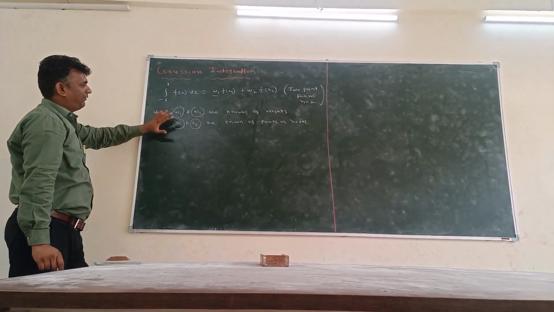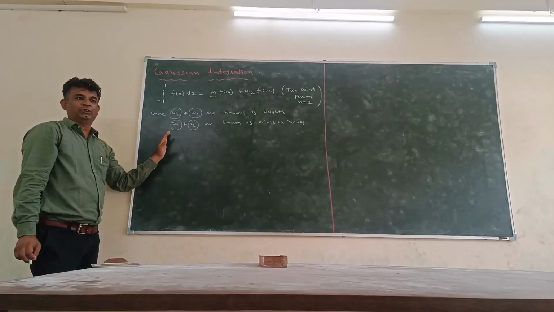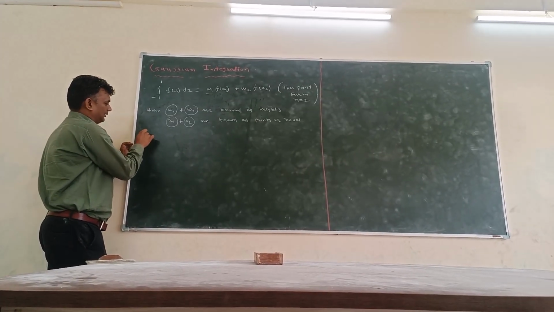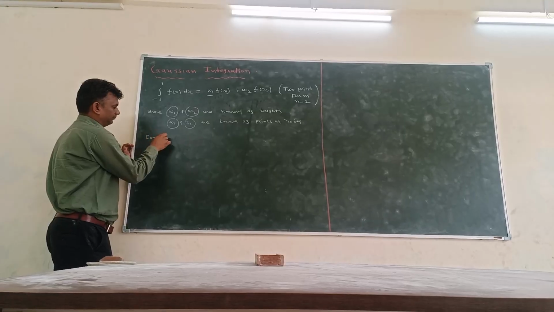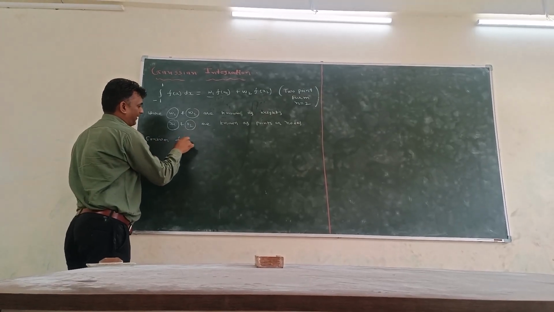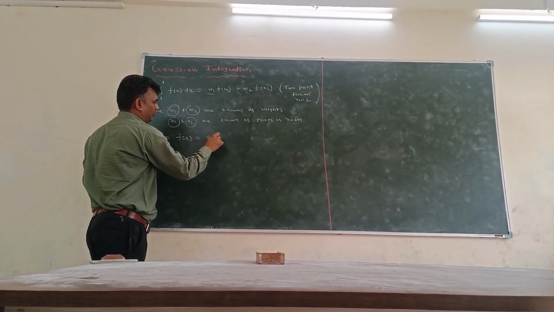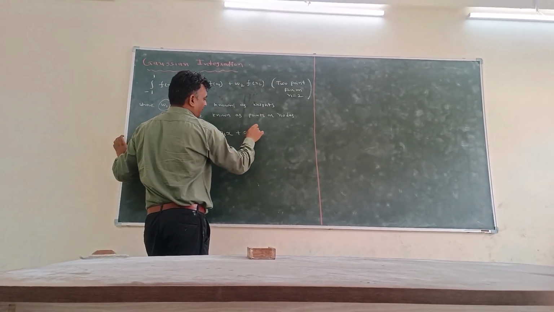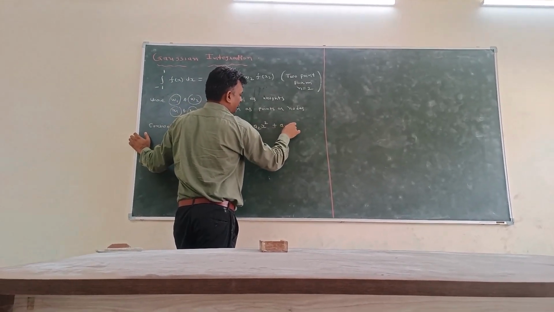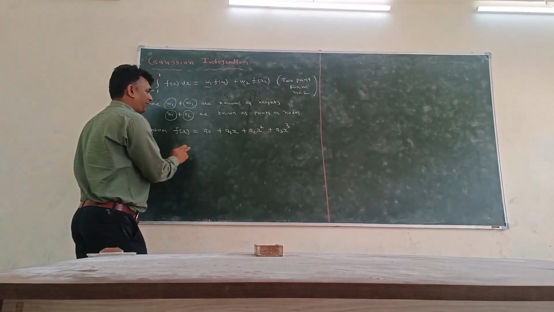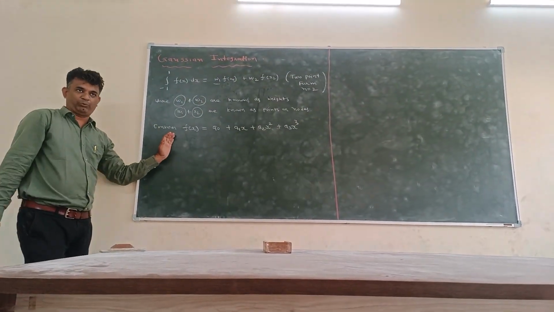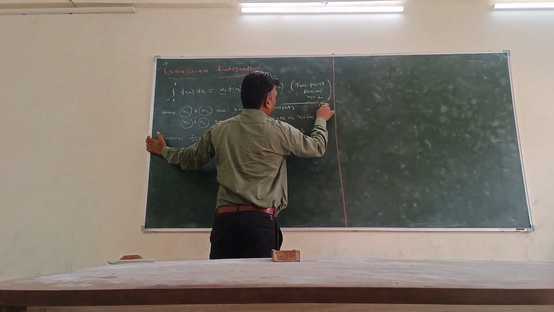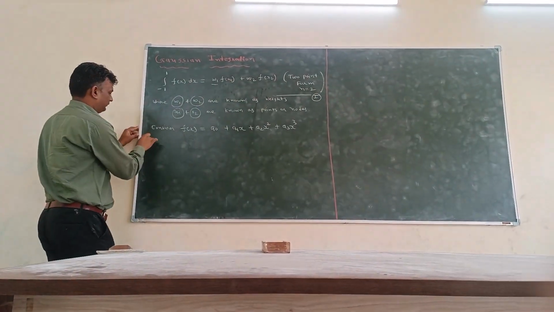So for that we have 4 unknowns. So we will consider f of x is equal to a0 plus a1x plus a2x square plus a3x cube. We will consider f of x as a third degree polynomial. And call this 1.